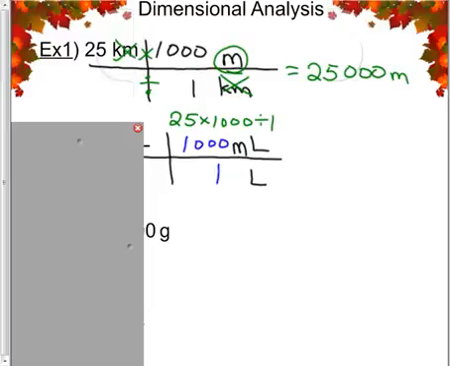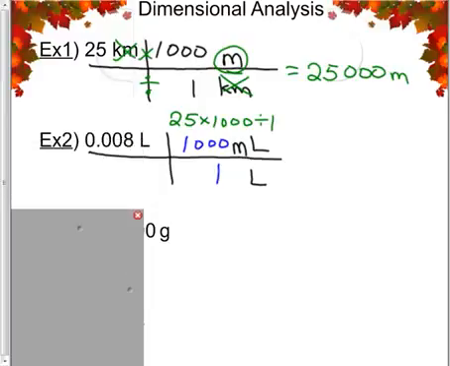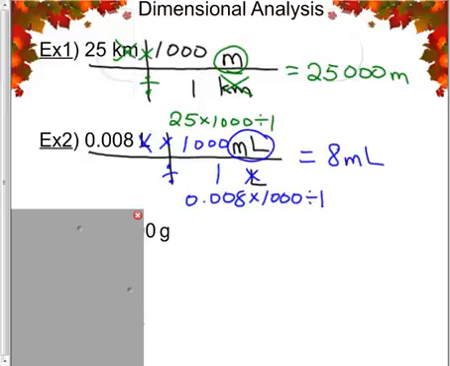Once we've done that, we can actually solve our problem. So I'm going to unhide our number. The top is multiplication, and the bottom is division. So we're going to type into our calculators 0.008 times whatever's on top divided by whatever's on the bottom. And we will get 8 for our answer. All of the units that were on the top and the bottom cancel out. So liters were on top and bottom, so they cancel out. The unit we have left is milliliters, so our answer is 8 milliliters.